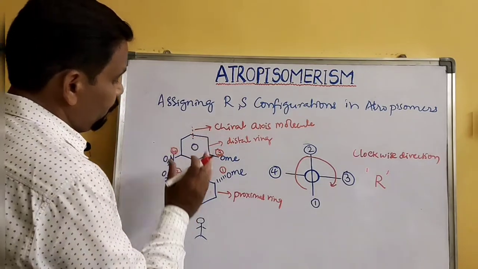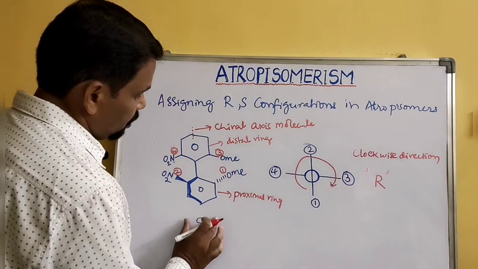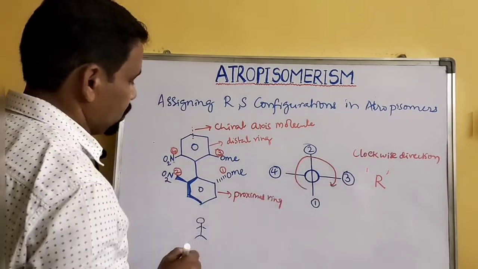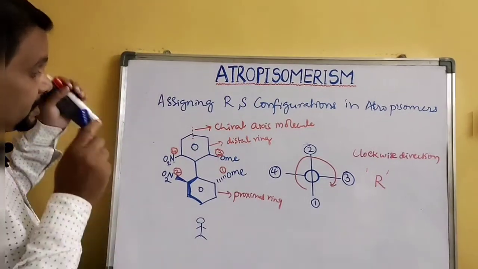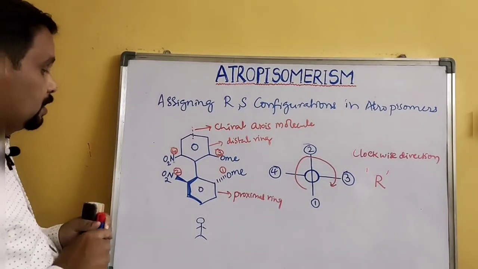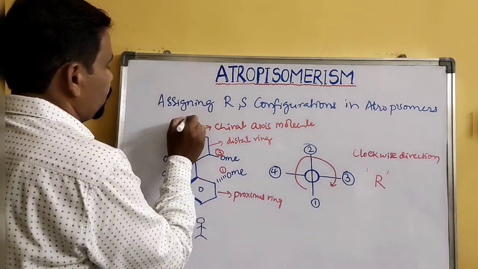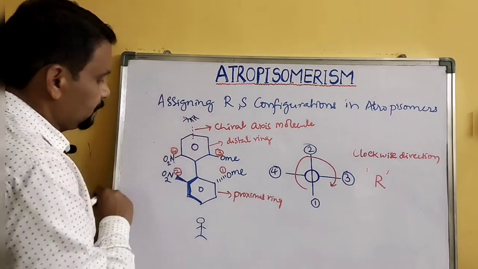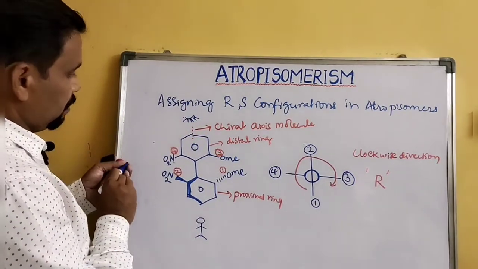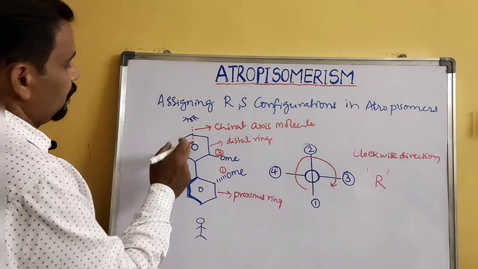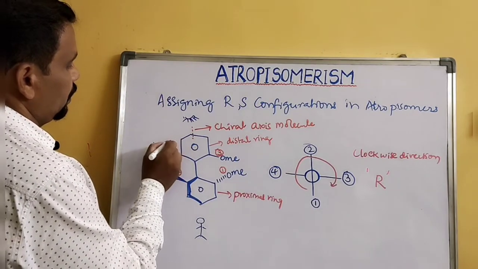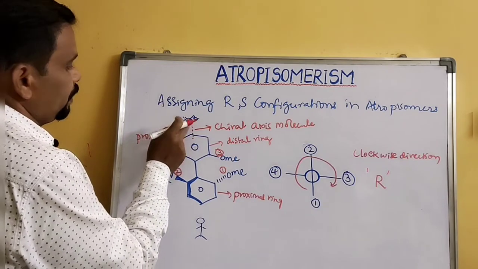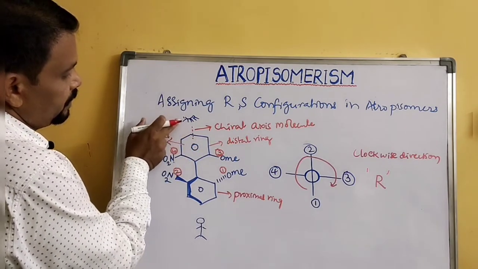So when you view from this side, you get R configuration, and if you view from the other side also, you will get the same configuration. Let us check. Suppose you view this molecule from the upper side, this side. Which is the proximal ring? This is the proximal ring, which is nearer to you because you are observing this molecule from this side.